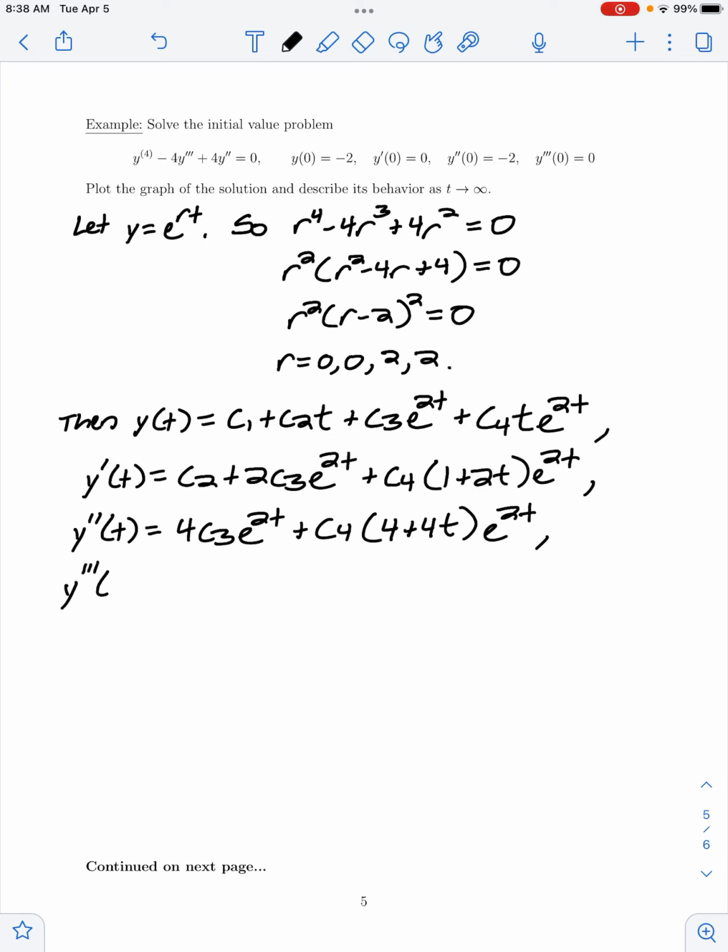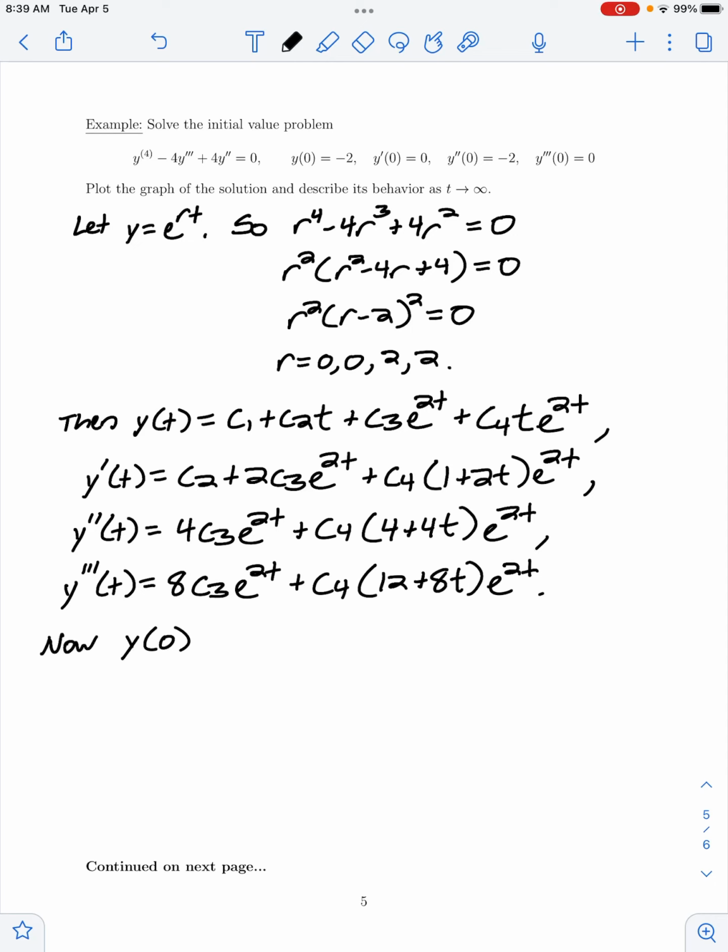And then for my third derivative, y triple prime, I have 8c3 e to the 2t plus c4 times, once again by the product and chain rules, we would have 4 e to the 2t plus 8t times e to the 2t, leaving us with a total of 12 plus 8t e to the 2t. So once I have my general solution and these first few derivatives, I'm ready to apply my initial conditions.